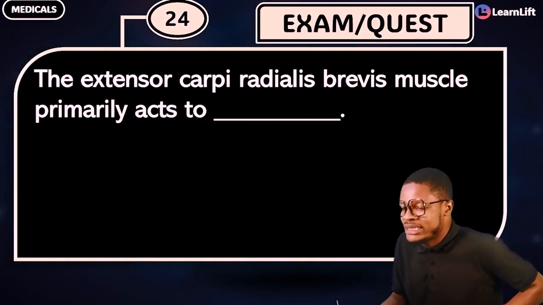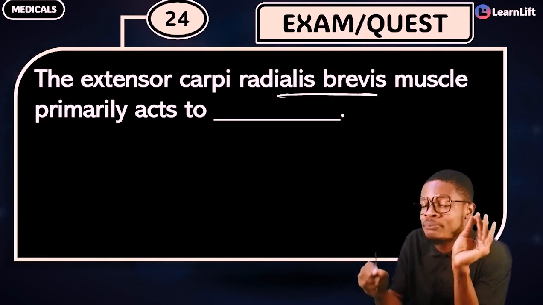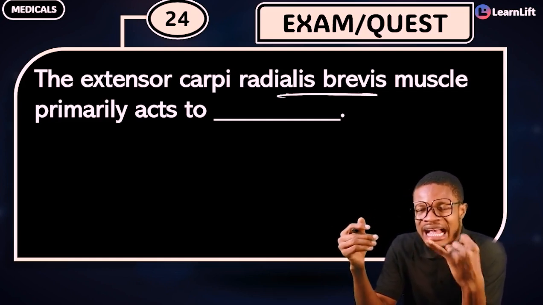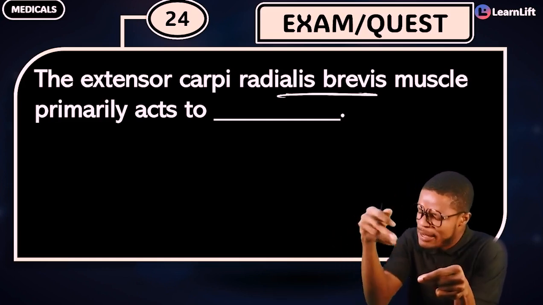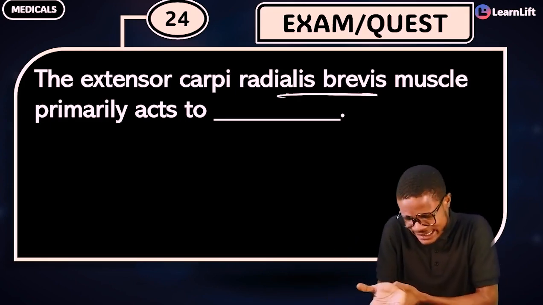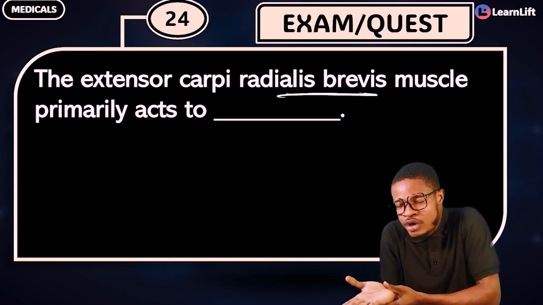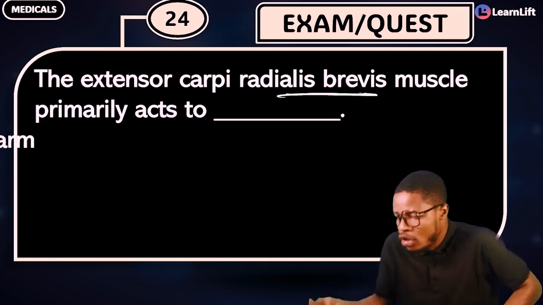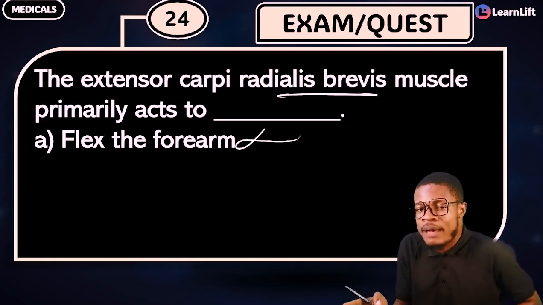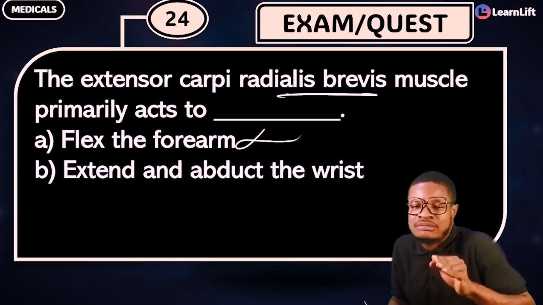Question 24 says, the extensor carpi radialis brevis muscle primarily acts to understand it. Extensor carpi radialis brevis. Of course, it is a radialis muscle. It will help for extension, and then will it help for abduction or adduction? That's where you should be thinking towards. Option A says flex the forearm. It will not flex the forearm, it will extend the forearm. Option B says extend and adduct the wrist.